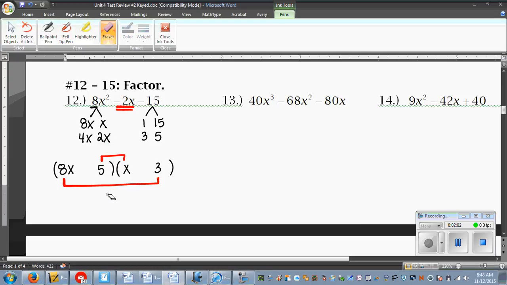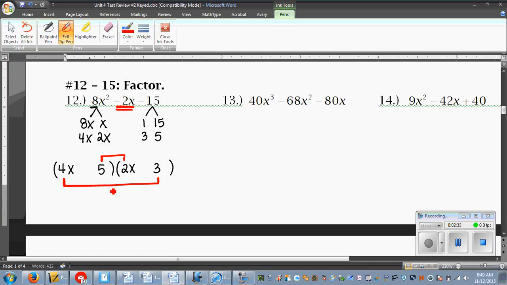So I know at this point that it has to be the 4x and the 2x. And I'm actually going to skip the 1 and 15 because 15 is a big number. I'm going to try the 3 and the 5. If I multiply the outside 2 together, I get 20x, and the inside gives me 6x. Again, those do not add to be negative 2x. So I reverse them.